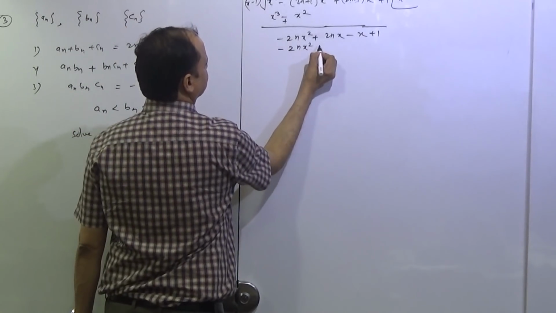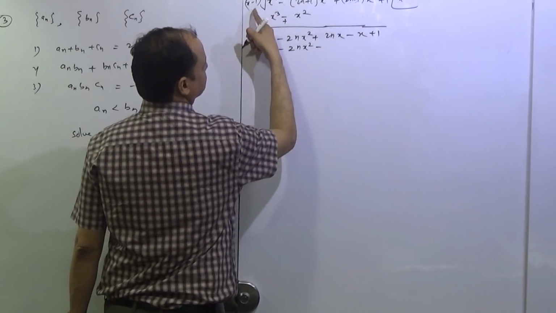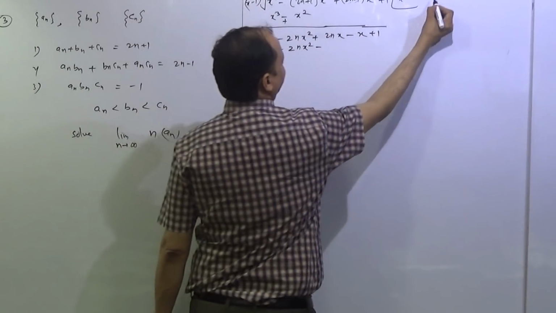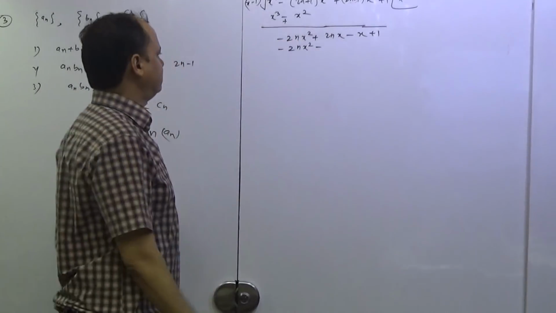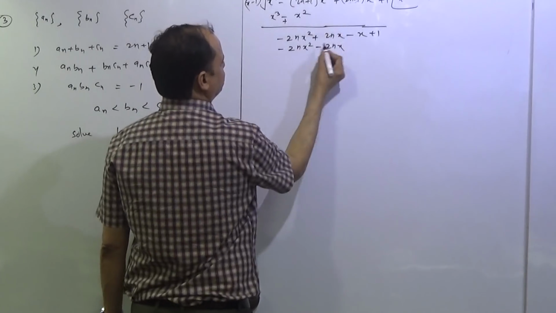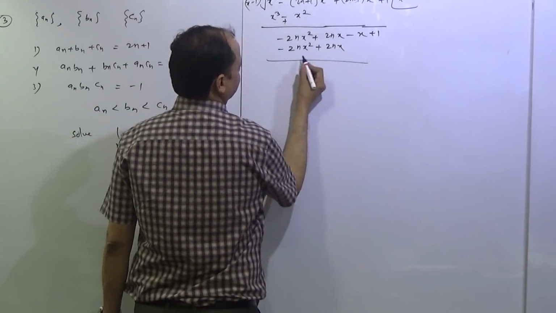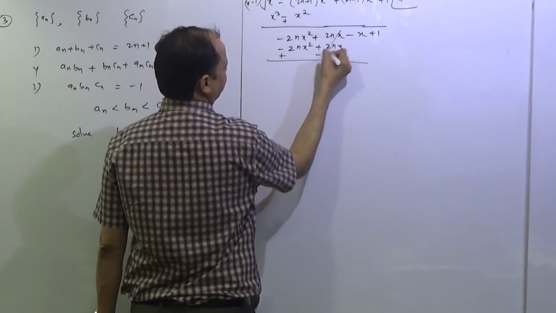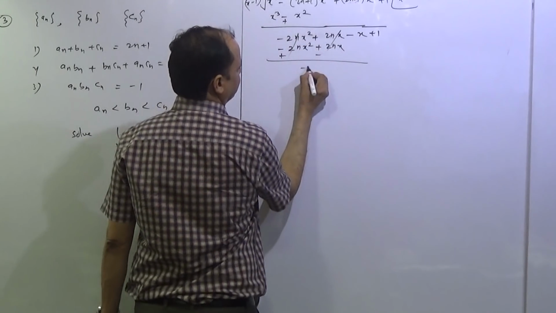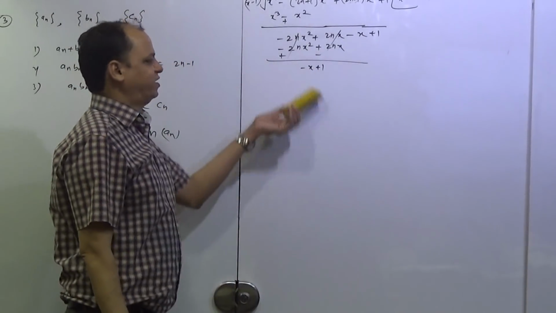Minus 2n x square. And what is left? Plus 2n. In fact, I must multiply it by x square, 2nx. Right. So what do we get here? Minus 2nx, plus 2nx, I'm sorry. And that's it. So this is plus, this is minus. Get over. What is left? Minus x plus 1. I guess the third term factorization is over.